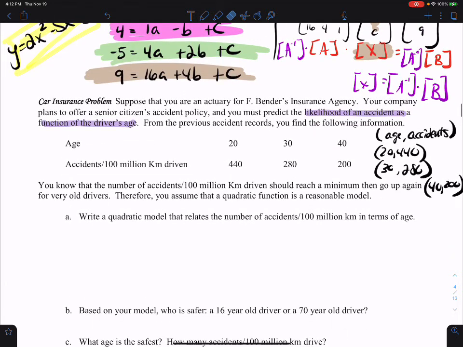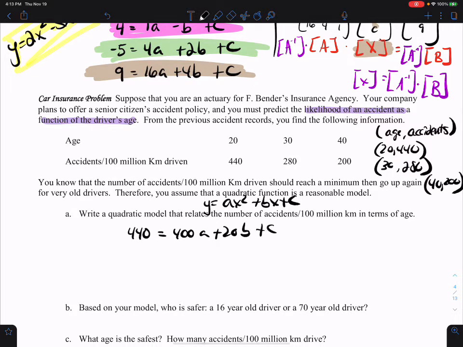So what we should then do is remind ourselves of standard form. We want it to look like y equals ax squared plus bx plus c. So then we're able to write our system of equations, right? If we plugged in 20, the answer should have been 440. So 20 squared is 400a plus 20b plus c. Move on to the next ordered pair. If I plugged in 30, I would get 280 as an output. So 30 squared, 30 times b, and then c. And the last ordered pair: if I plug in 40, I get 200 out. So 1600a plus 40b plus c.